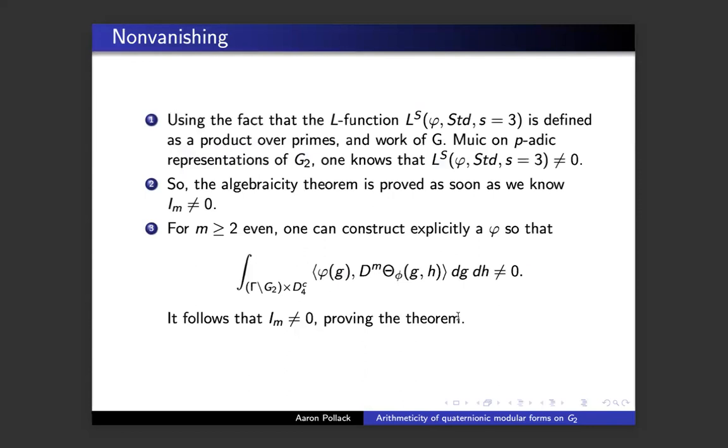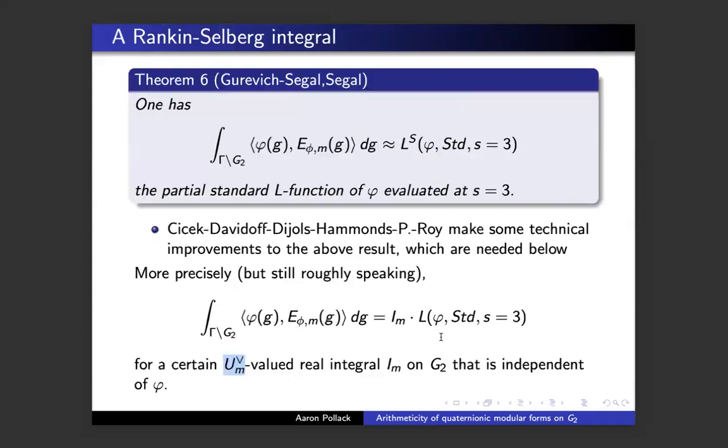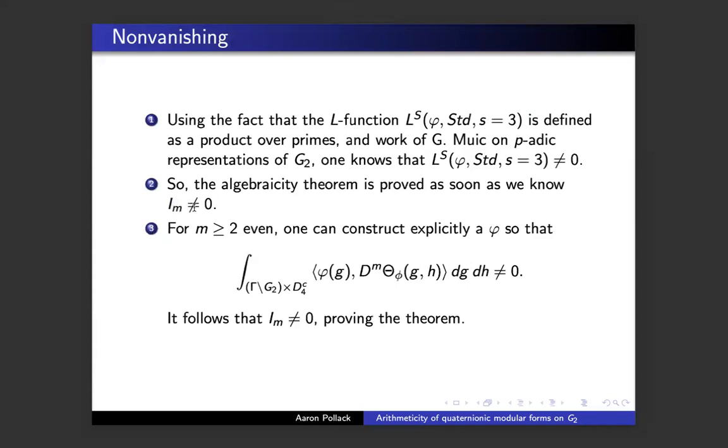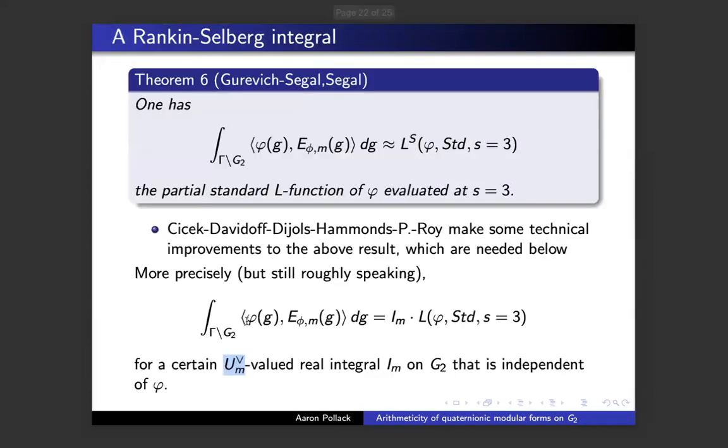And it turns out that s equals 3 is in the range of absolute convergence for the Euler product defining the L function. This follows from work of Goran Muić, who wrote down all of the unitary representations of p-adic G2. So using Muić's result on which representations of G2 of Q_p are unitary, you can prove that the partial standard L function at s equals 3 is non-zero. So that takes care of the L function bit. And then finally, you need to prove that I sub m is not zero. It's just some integral that's happening. It's a purely Archimedean integral, a vector valued Archimedean zeta integral. And you need to know that it's non-zero.